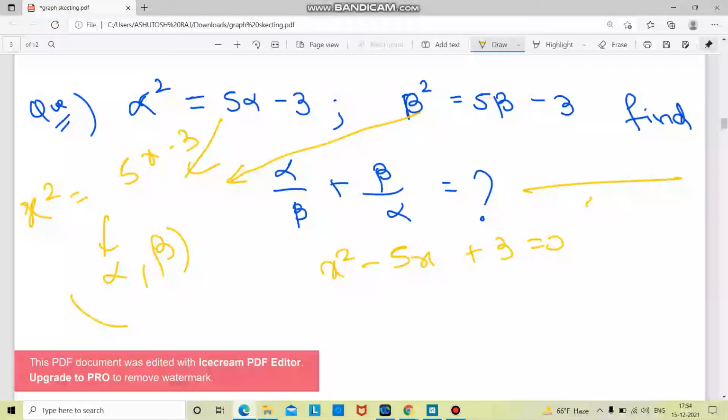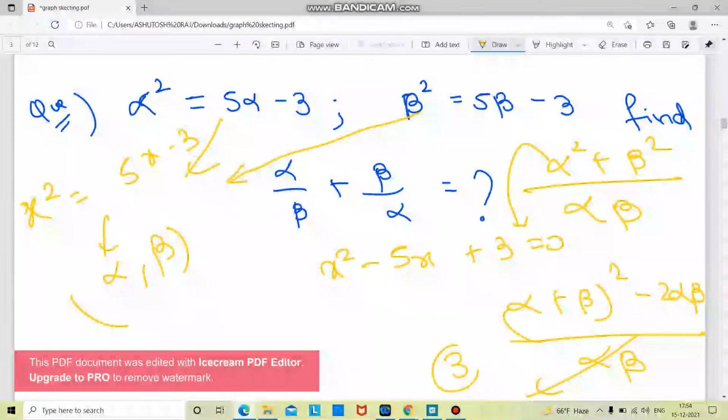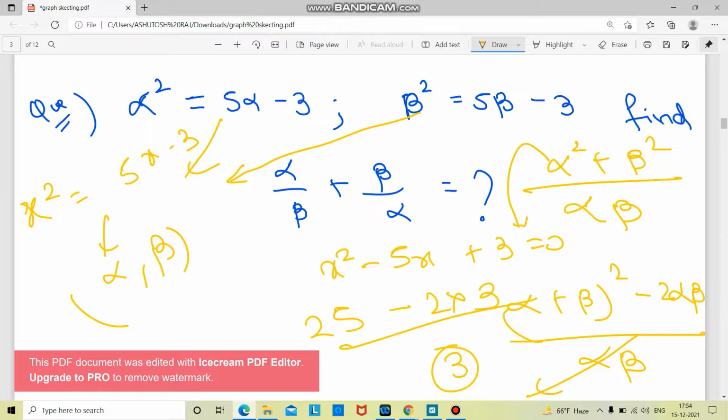To find the value of alpha by beta plus beta by alpha, we can take the LCM alpha beta: alpha square plus beta square by alpha beta. And alpha square plus beta square is alpha plus beta whole square minus 2 alpha beta. Alpha beta is 3 and alpha plus beta is 5. 5 square is 25 and minus 2 into 3 is 6, so 19 by 3 is the answer.